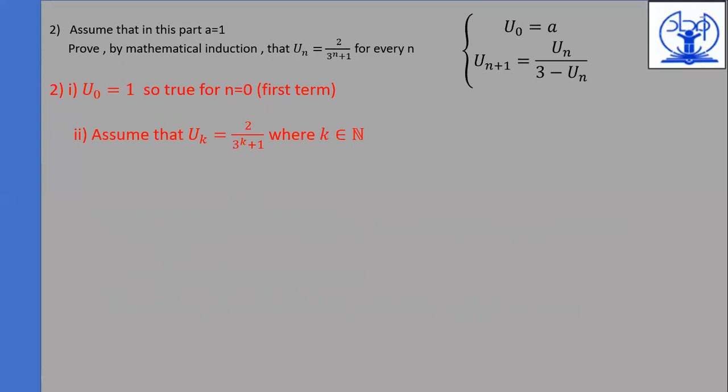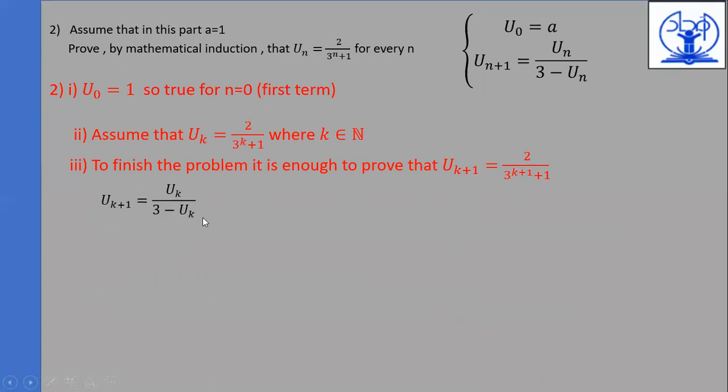Now assume that uk is given by this formula, 2 over 3 to the k plus 1. To finish the problem, it's enough to show that this statement holds true for the next step. That is, we need to prove that uk plus 1 is 2 over 3 to the power k plus 1 plus 1. Proof: uk plus 1, going back to the original definition of the sequence, is nothing but uk over 3 minus uk. But again here, uk is assumed to be 2 over 3 to the k plus 1. So you have to replace uk by 2 over 3 to the k plus 1, over 3 minus 2 over 3 to the k plus 1.